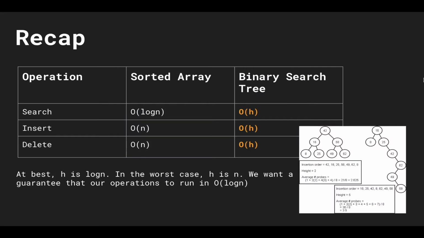In this video we're going to go over AVL trees, which is a self-balancing binary search tree. So to recap, this is what we had in the previous video.